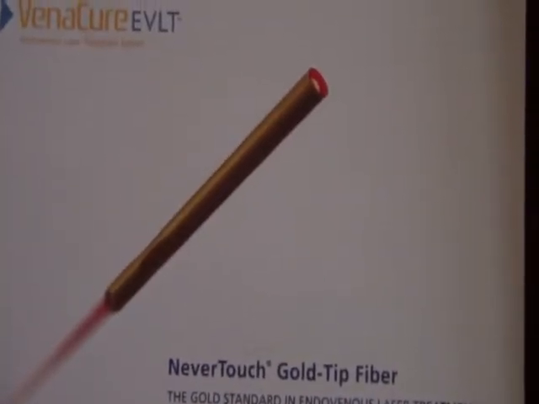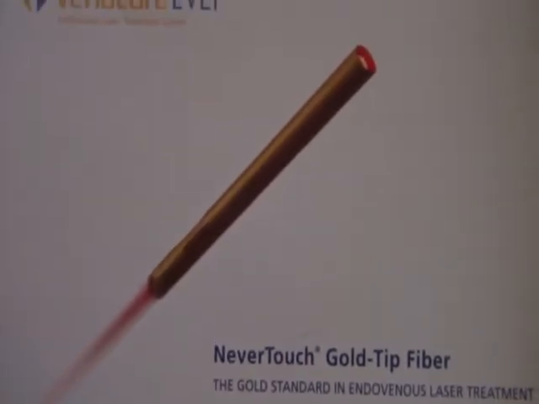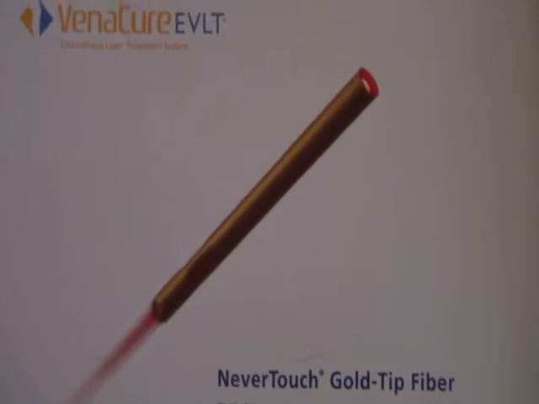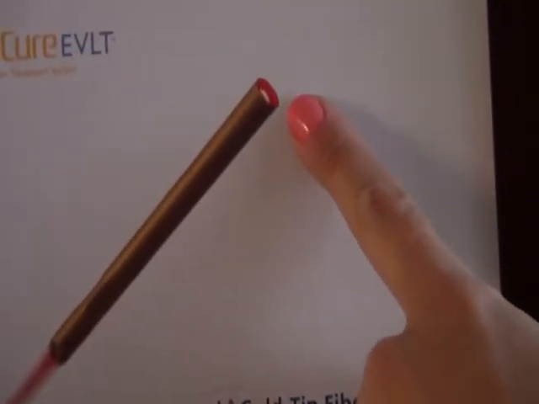Next is the optical fiber. This is introduced into the greater saphenous vein via the sheath and positioned under ultrasound guidance. Note the special tip at the end of the optical fiber.